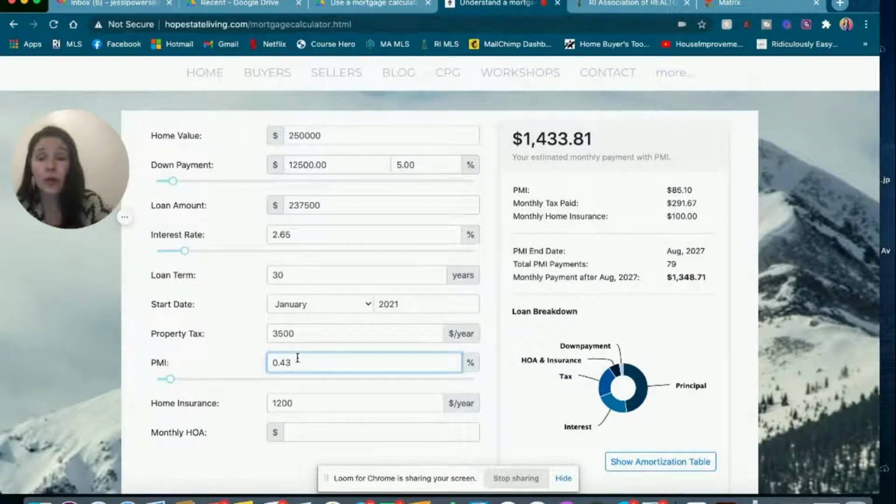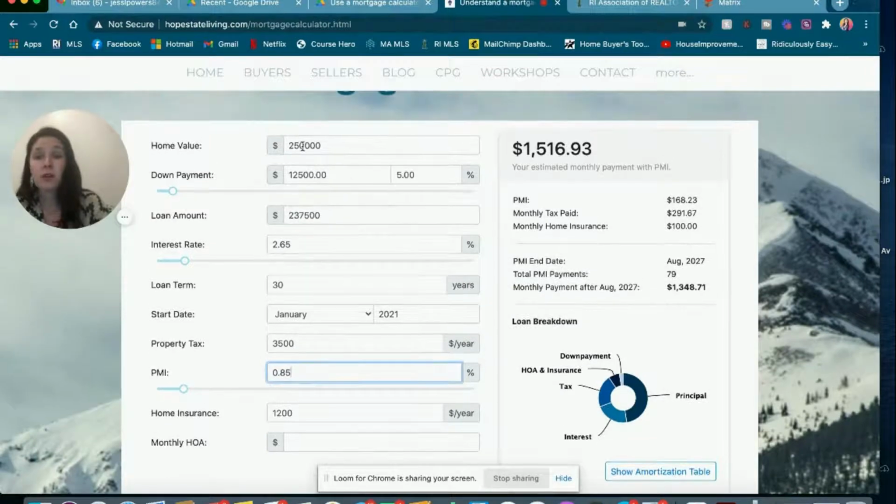Let's say you don't have great credit. Let's say it's closer to 680 or 700. And let's say you've got a higher debt to income. Well, then you may be closer to 0.85, which bumps your payments up to 168. So you can really see how that affects your payment.